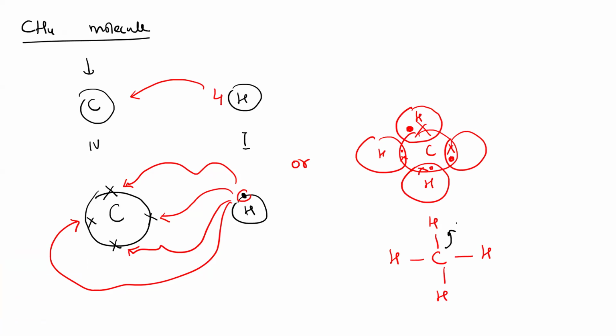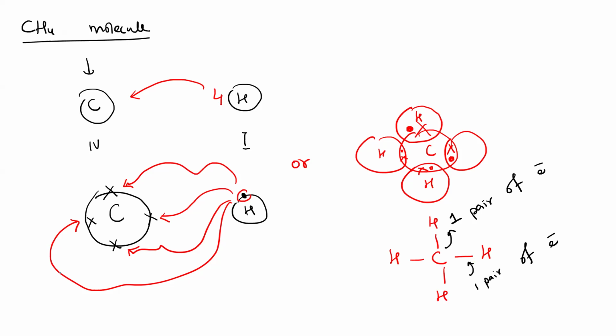Each of these red lines represents one pair of electrons. Okay, that's one pair of electrons. That's one pair of electrons. Do you guys get this? Is this understood?